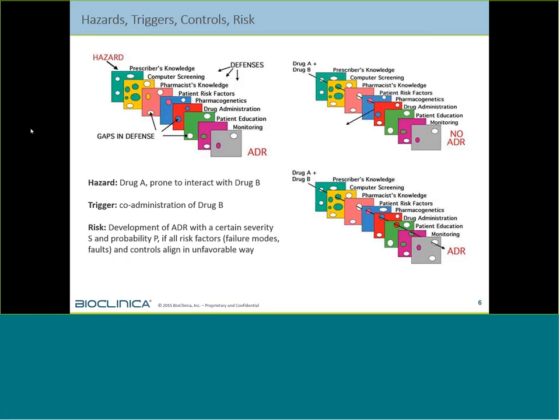But of course, all these mechanisms have a gap in their defense. The hazard can be that drug A is prone to interact with drug B. So the second model shows that drug A is given together with drug B, but because of the knowledge of everybody and some other mechanisms, the ADR does not occur. The risk is that when all the holes in the cheese or in the different layers come together, finally you end up with a situation that you don't want, a development of an adverse drug reaction with a certain severity, certain probability, if all the failure modes indeed are wrong. And the controls are then aligning in an unfavorable way, and then the problem starts.